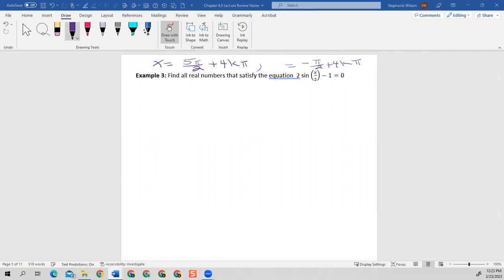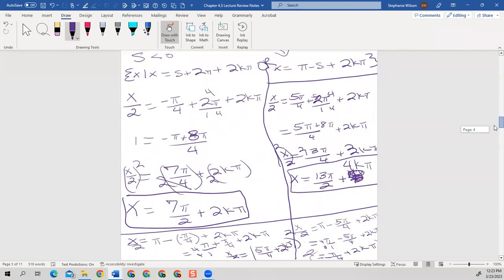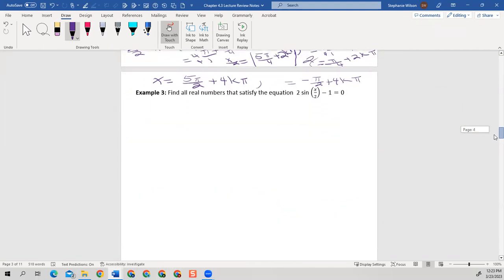Okay. Now we are on example 3. Example 3 says find all the real numbers that satisfy the equation 2 sine of x halves minus 1 is equal to 0. So that was the one we just did. My apologies, my computer has... No. Okay. We're good, guys.